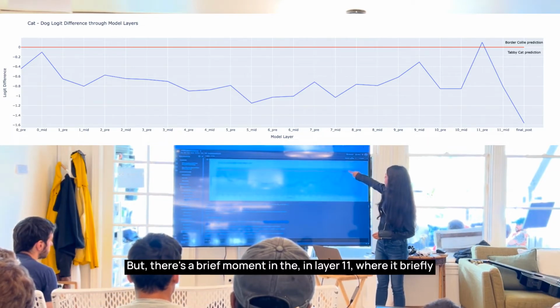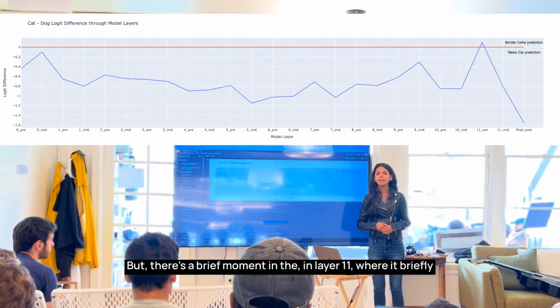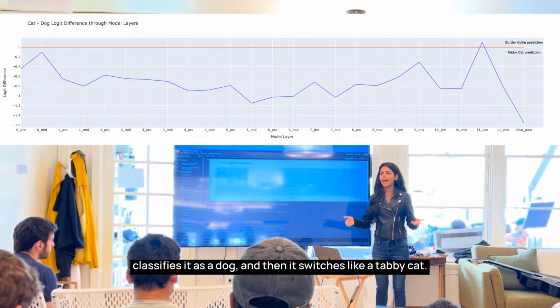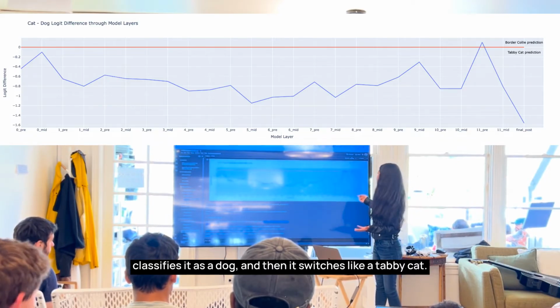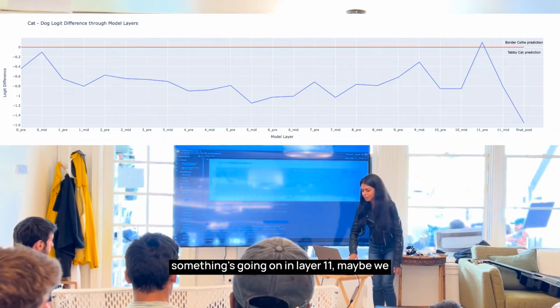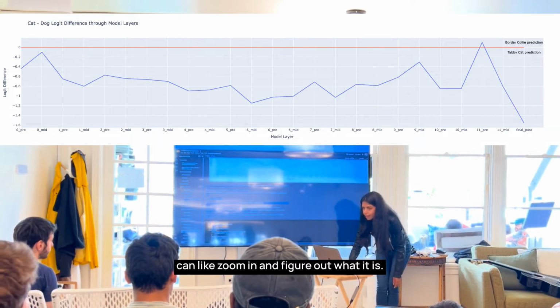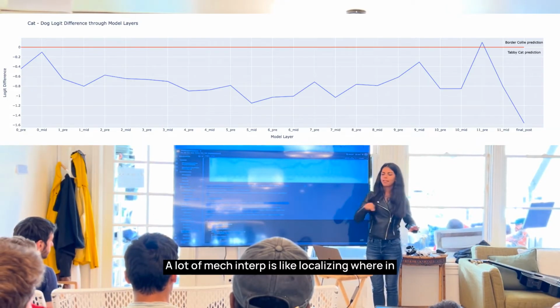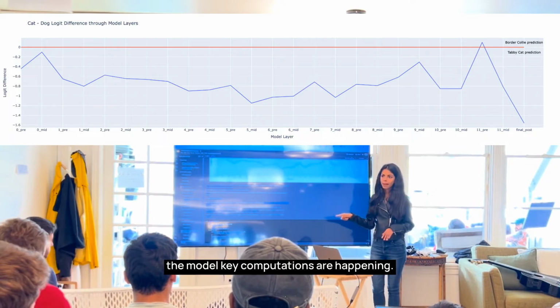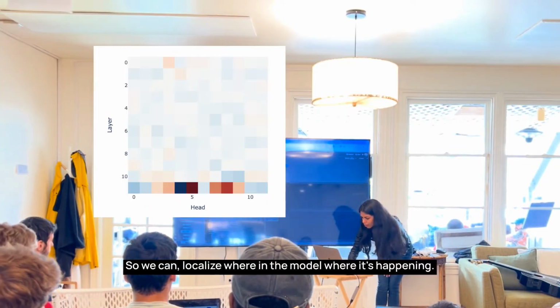But there's a brief moment in layer 11 where it briefly classifies it as a dog, and then it switches back to cat. Something's going on in layer 11. Maybe we can zoom in and figure out what it is. A lot of mechanistic interp is localizing where in the model key computations are happening. So we can localize where in the model it's happening.